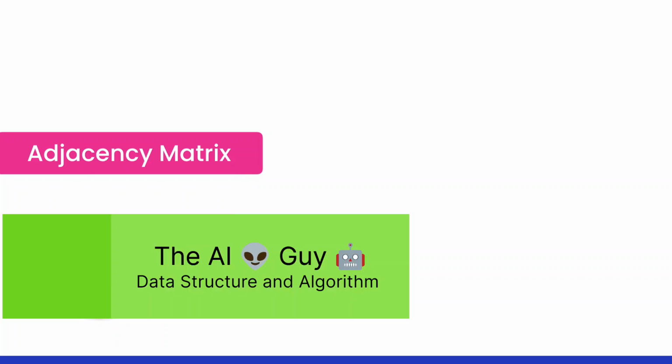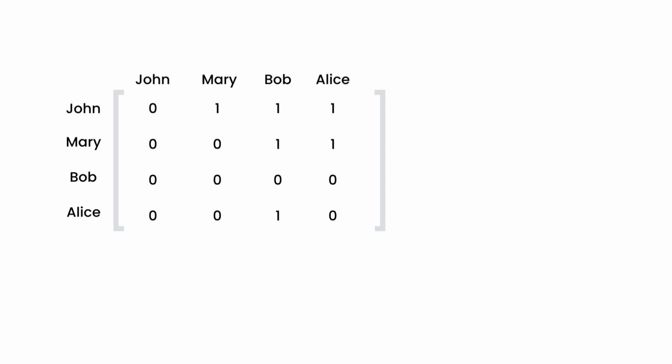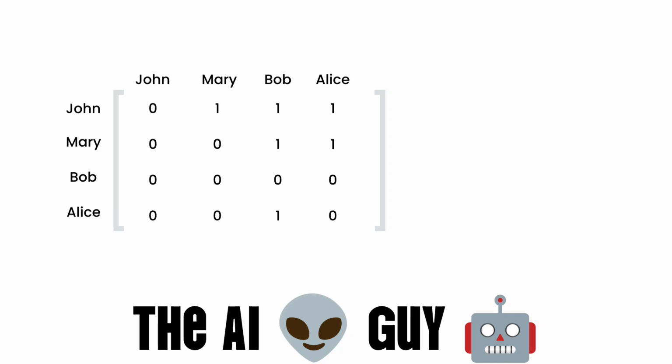We have two ways to implement a graph in code. In this video, we're going to talk about the first approach, and we'll look at the second approach in the next video. One way to represent the edges in a graph is using a matrix or a two-dimensional array. Using this matrix, we can see how nodes are connected.